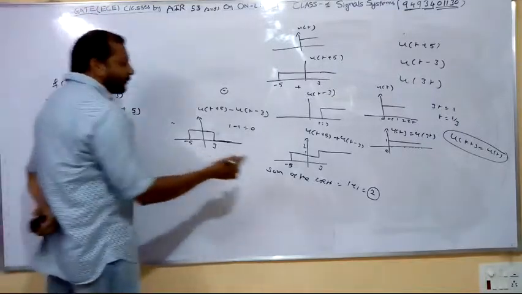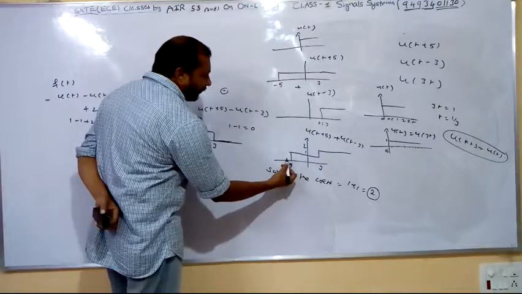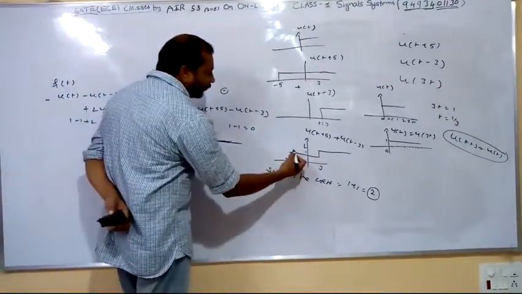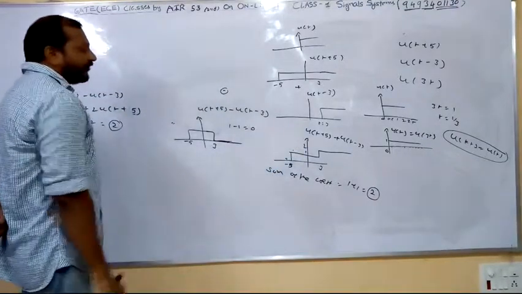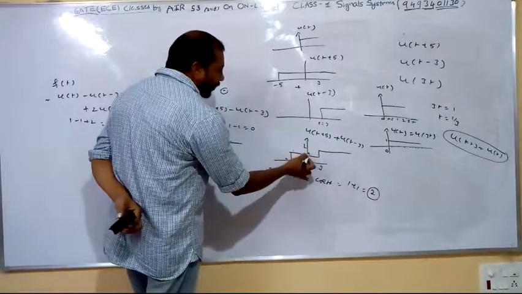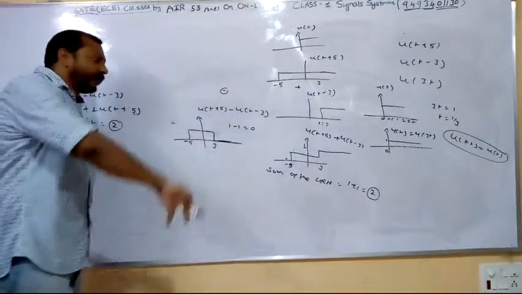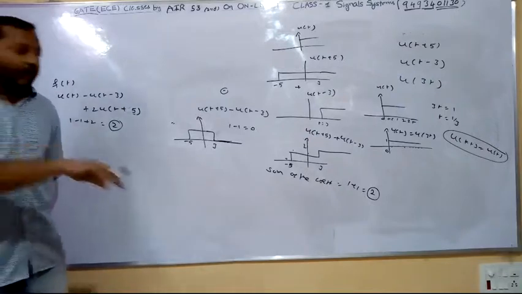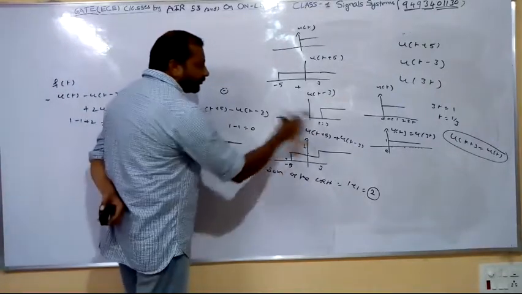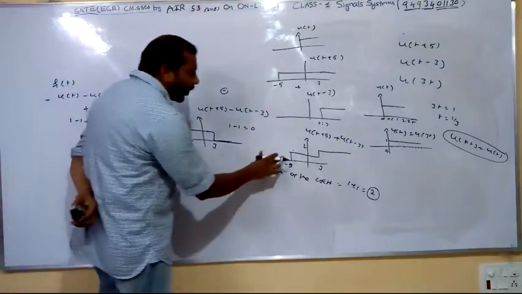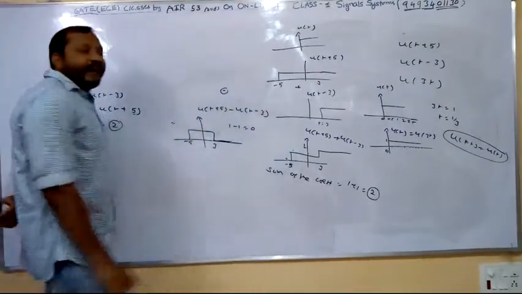So here at minus 5, the previous amplitude is equal to 0, and at minus 5 the present amplitude is equal to 1. Listen carefully, this is very important: representing the signal in the form of steps, and sketching the signal from the expression of the steps. Further, we have to identify the step changes at the corresponding instances.